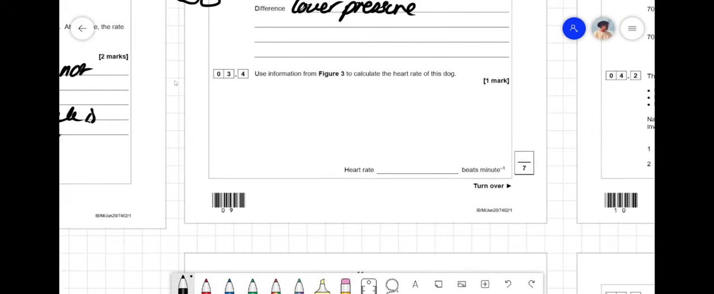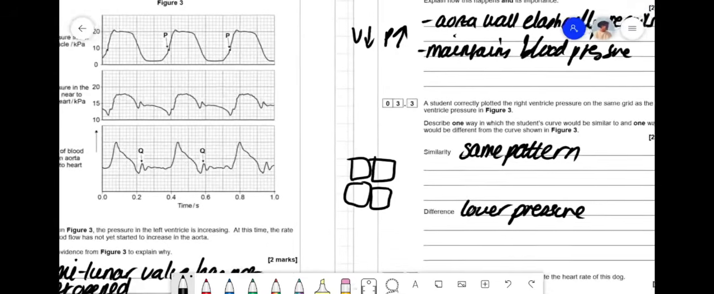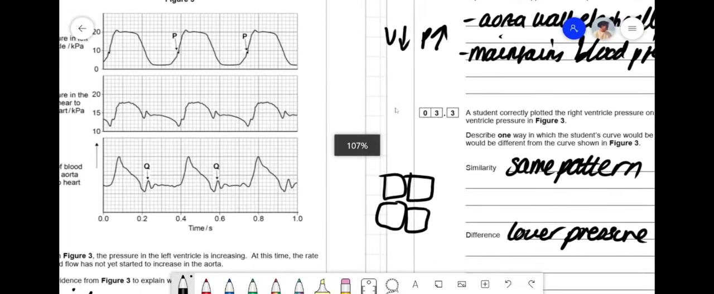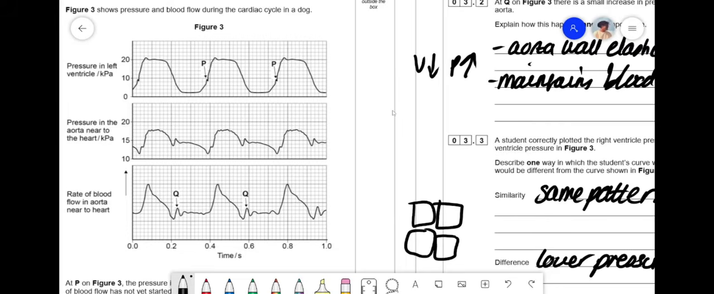Use information from figure 3 to calculate the heart rate. So this is something that everyone screwed up on as well. All you need to do is find a point and then work out when it repeats, kind of like waves in physics if you've done physics in GCSE. So I'm going to pick this point here and then look for where it repeats again here. So that's what, 0.38 seconds, and then this is what, 0.6, 0.7, so 0.78.